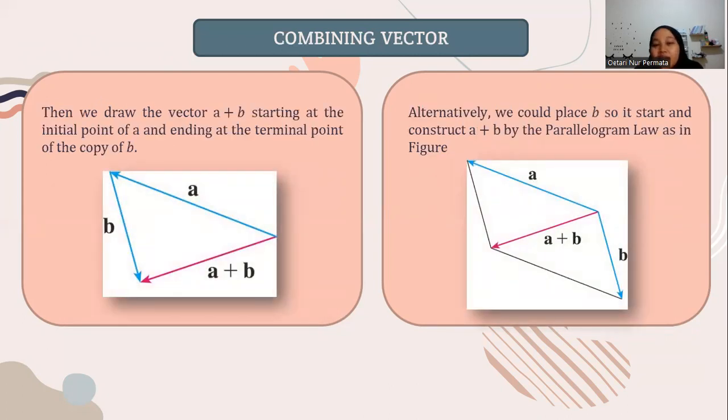Then we draw the vector A plus B starting at the initial point of A and ending at the terminal point of the copy of B. Alternatively, we could place B so it starts at the same point as A and construct A plus B by the parallelogram law as in the figure.